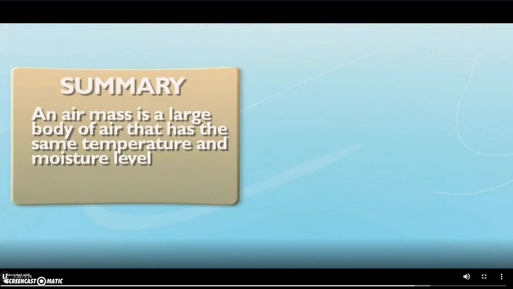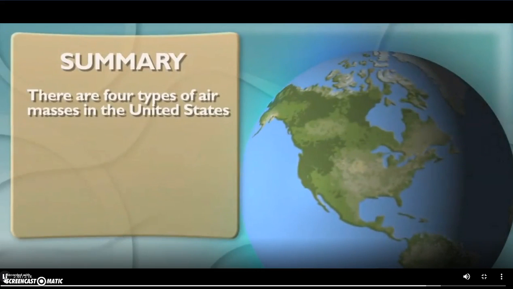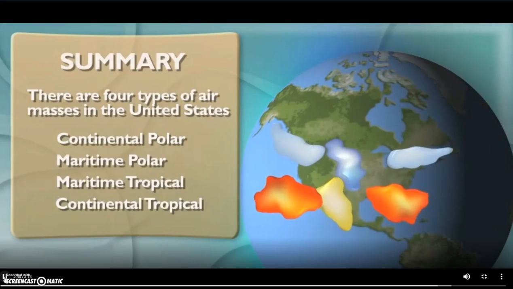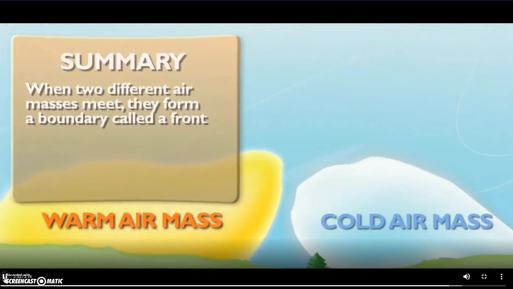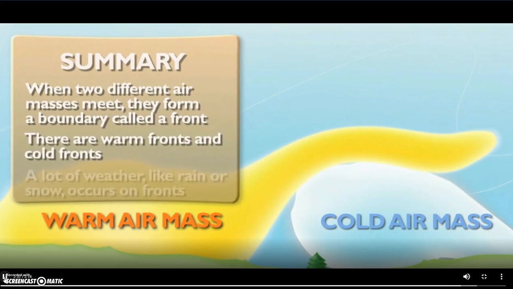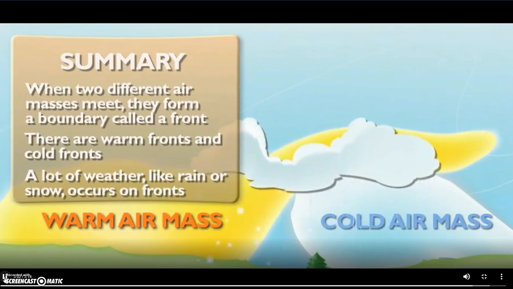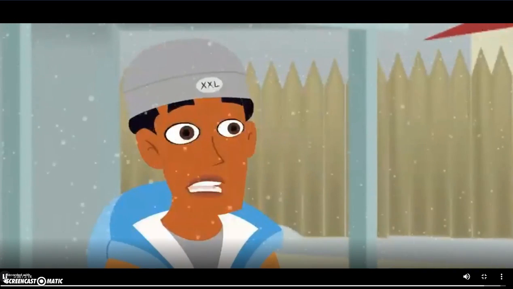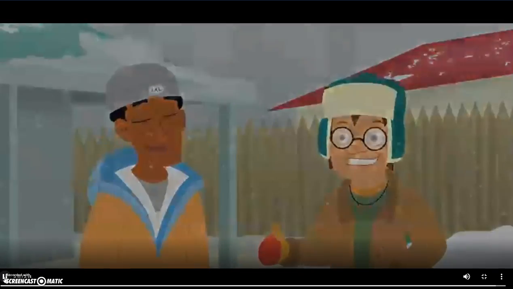An air mass is a large body of air that has the same temperature and moisture throughout, and there are four types of air masses in the U.S. Each one has unique characteristics that hint at where it formed. When two of these air masses meet, they form a boundary called a front. It can be a warm front or a cold front, but either way, some kind of weather always happens on a front. Hey! Okay, I deserved it. It's freezing though. I think I'm gonna head in for some hot chocolate.